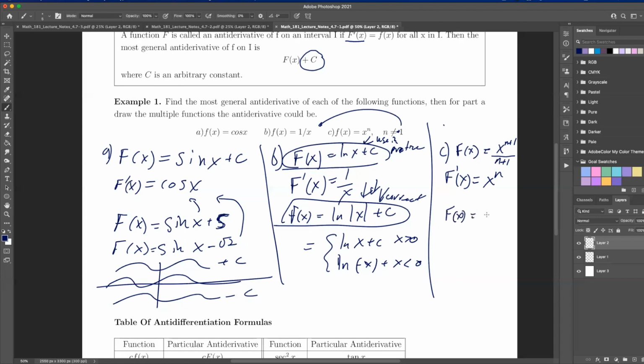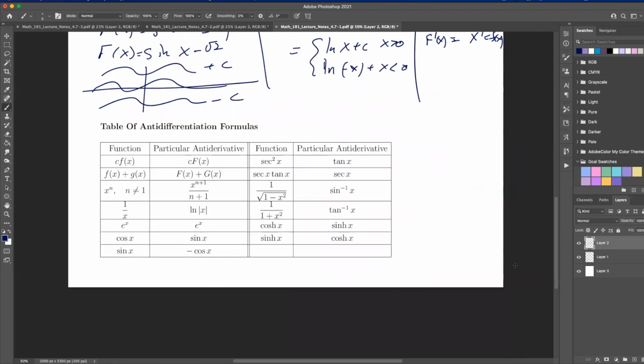So let's say I want to find the antiderivative of x to the 4th, right? Well, the antiderivative here would be x to the 5th over 5. Because if I take this derivative, which is equal to f of x, right? So I want to find the antiderivative of x to the 4th. Well, I need to increase this by 1 and then divide by 5, because if I take this derivative, the 5 comes down, so the 5 will cancel the 5, and then it becomes x to the 4th. Okay?